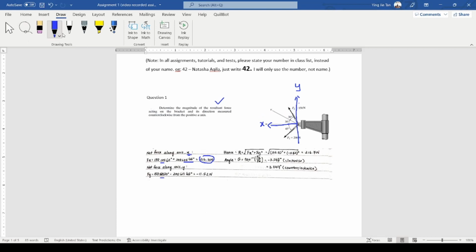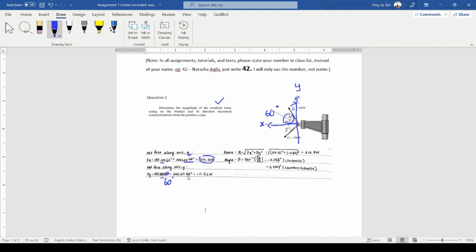Okay, so next we do the axis Y. The same thing, we need to resolve F2 to Y. So we will resolve this one at the same 60 degrees. Oh sorry, I wrote it wrong. So this one is 60 degrees. 150 resolved to Y, sine 60. And then F1 is 200 resolved at 45.